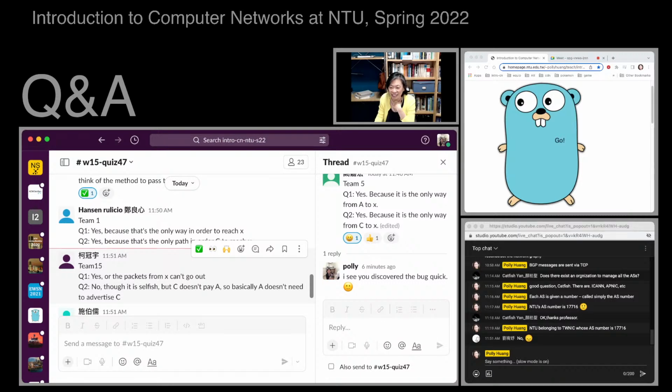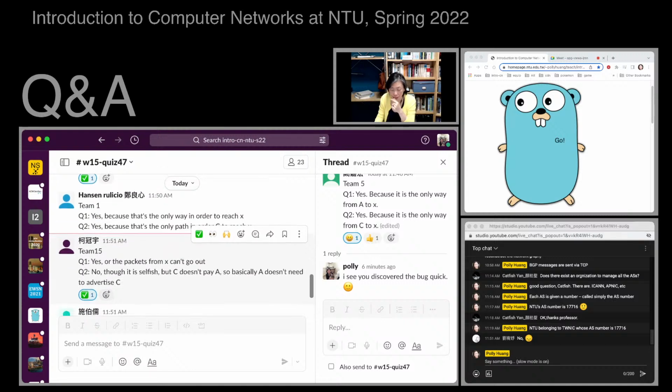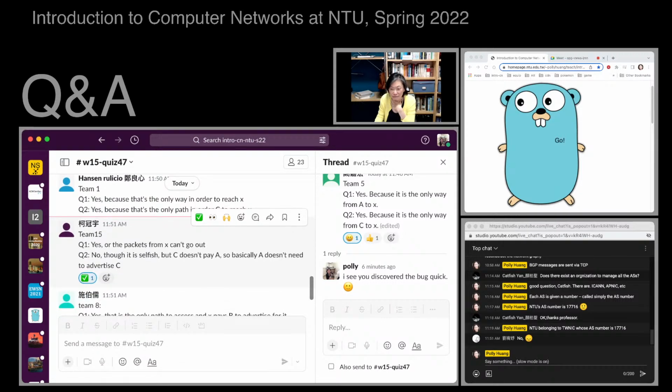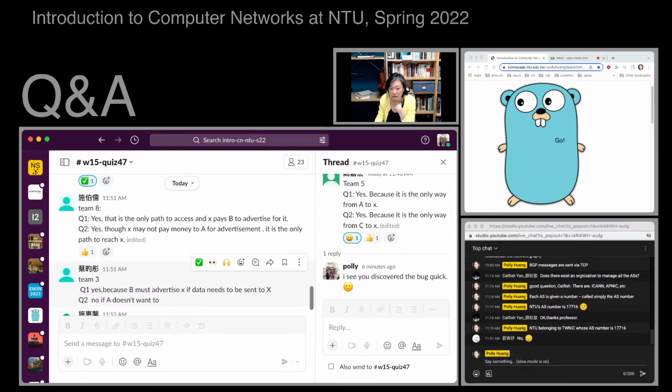Yeah, Guan Yu saying, no, it's selfish. No, being selfish, no, yeah. If the scenario is just strictly as Polly said, yes, of course. Okay. All right, very good.